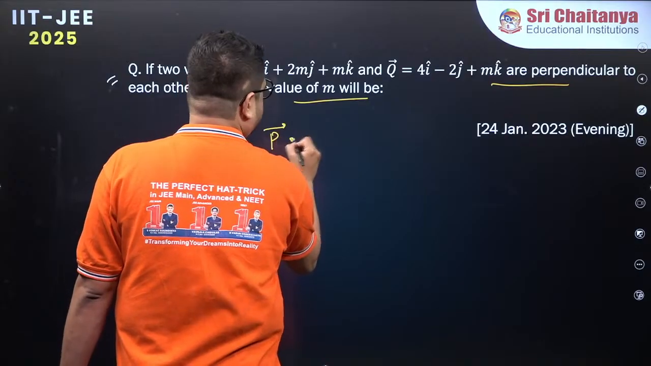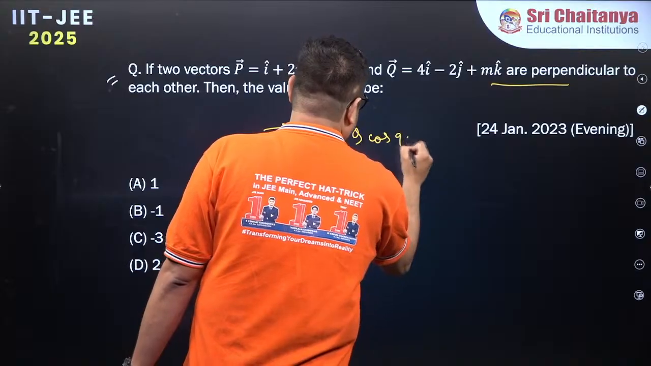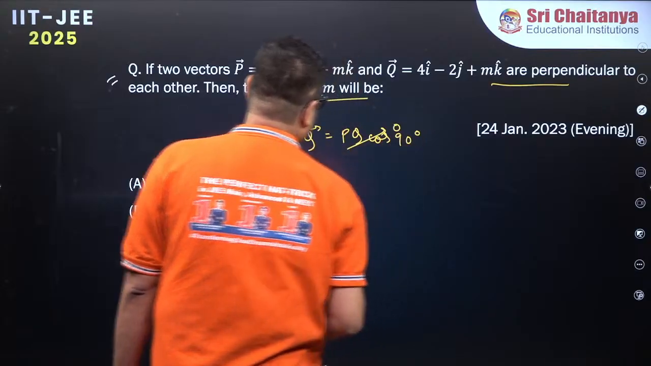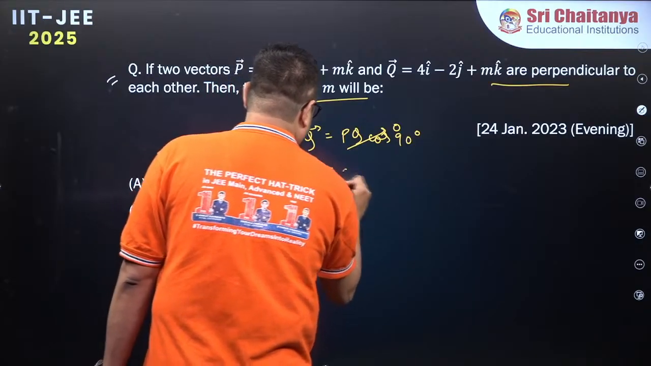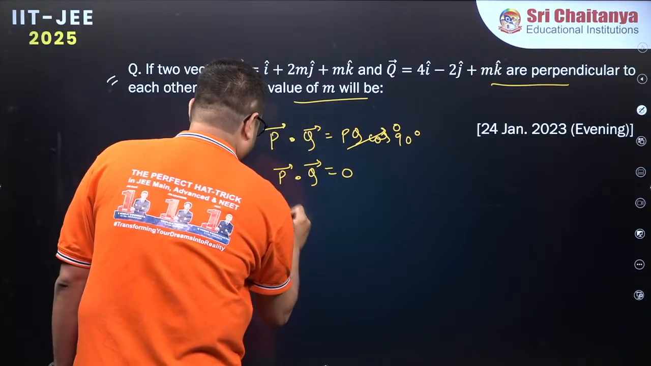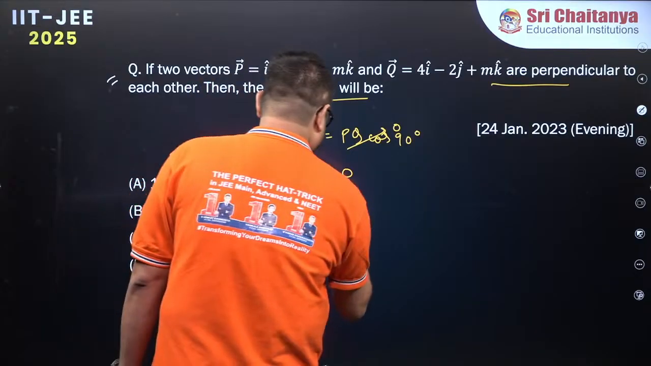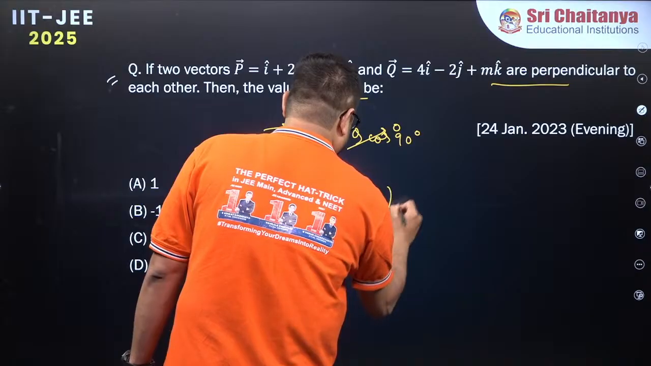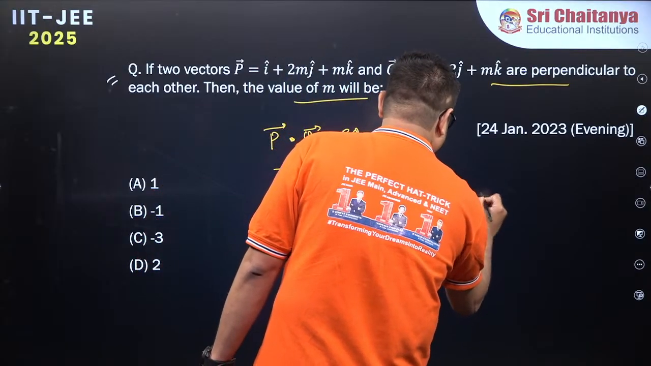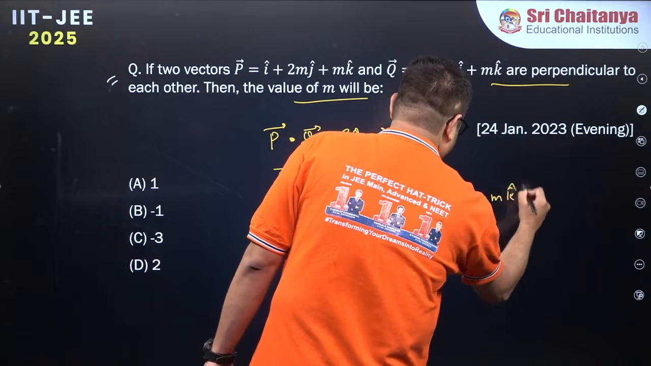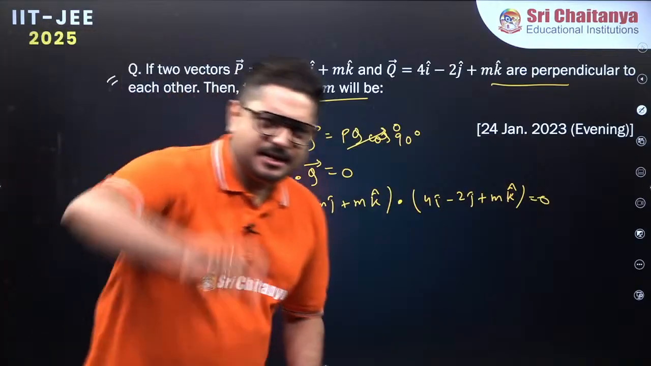We need to perform P dot Q, which is PQ cos 90, where P and Q are the magnitudes of these vectors. This is going to become 0. So P dot Q is going to be equal to 0. So (i cap plus 2m j cap plus m k cap) dot (4i cap minus 2j cap plus m k cap) is going to be equal to 0. Dot means we are trying to perform the dot product.